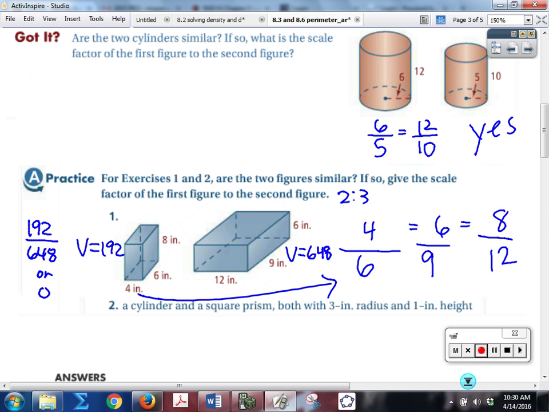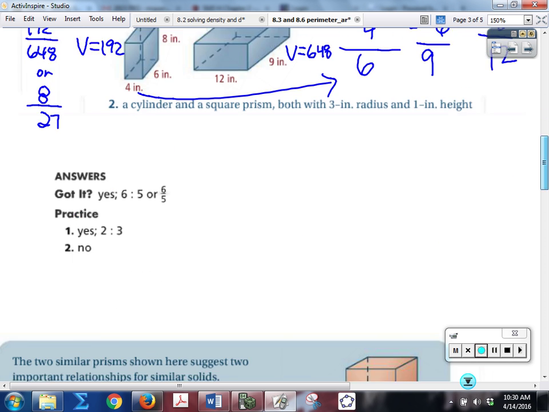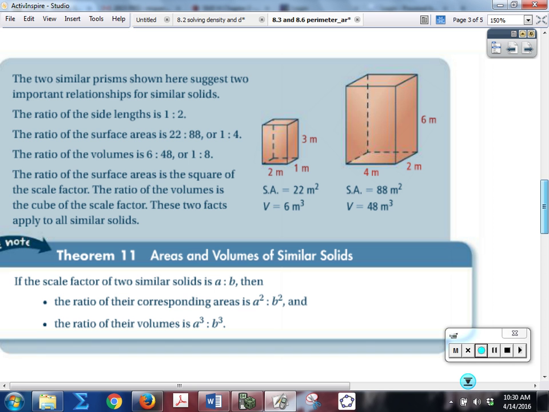So notice this one is 2 over 3. Well, what's 2 cubed? 8. 3 cubed, 27. The ratio of the volumes is going to be the cubes of the scale factor. So here's one. This one is 6 and 8. The ratio of these.